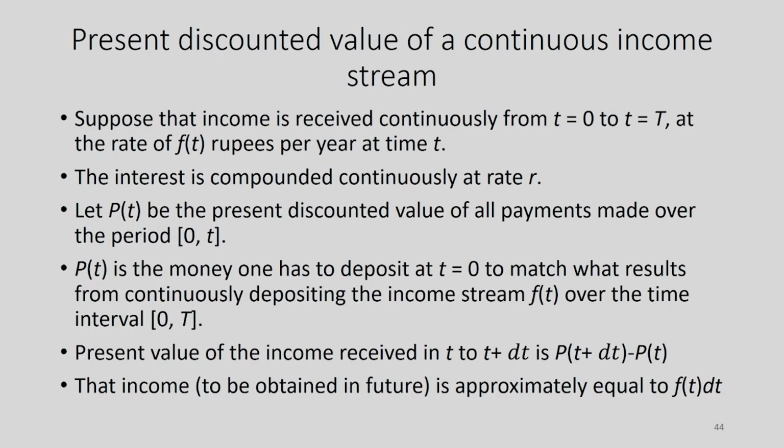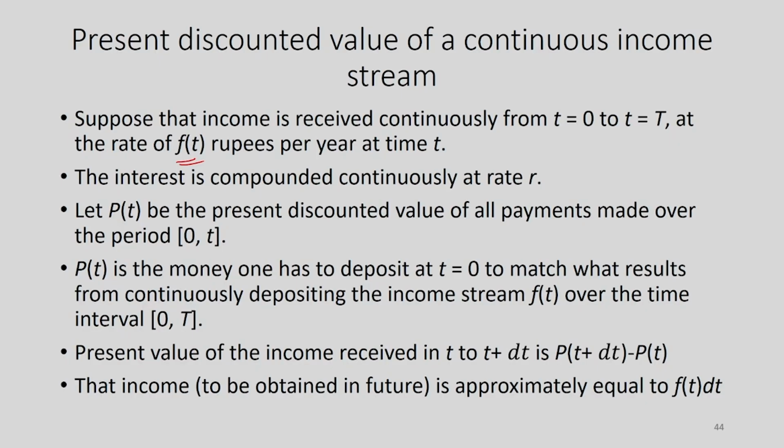Okay, now we come to another, the fourth probably, application of integration: the present discounted value of a continuous income stream. Suppose that income is received continuously from time 0 to capital T at the rate of f(t) rupees per unit of time at time t. So, per unit of time you are getting f(t), and the total time over which you are going to receive is from 0 to capital T.